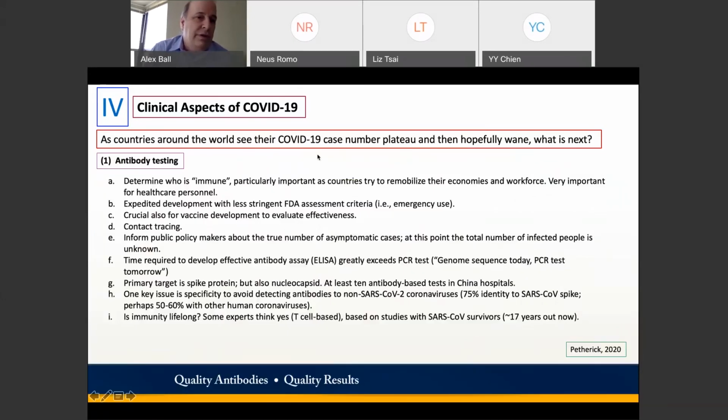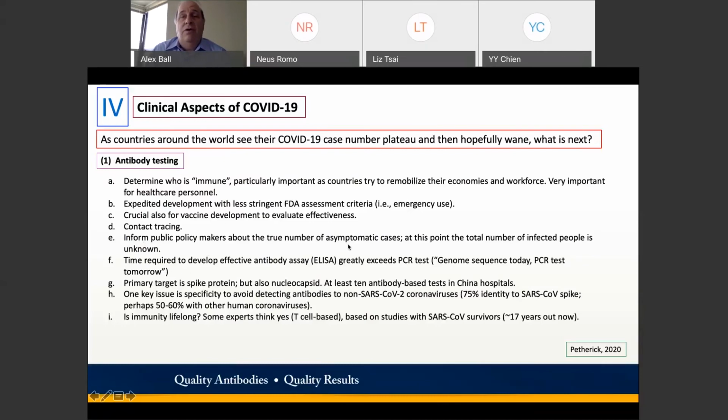As countries around the world see their COVID-19 case numbers plateau and then hopefully wane, what is next? What's being developed now, or trying to be developed, is reliable antibody testing. Why is this important? To determine who is immune, and this is particularly important as countries try to remobilize their economies and their workforce, and most important for healthcare personnel. It's also crucial for assessing vaccine efficacy, for contact tracing, and for informing public policymakers about the true number of asymptomatic cases.